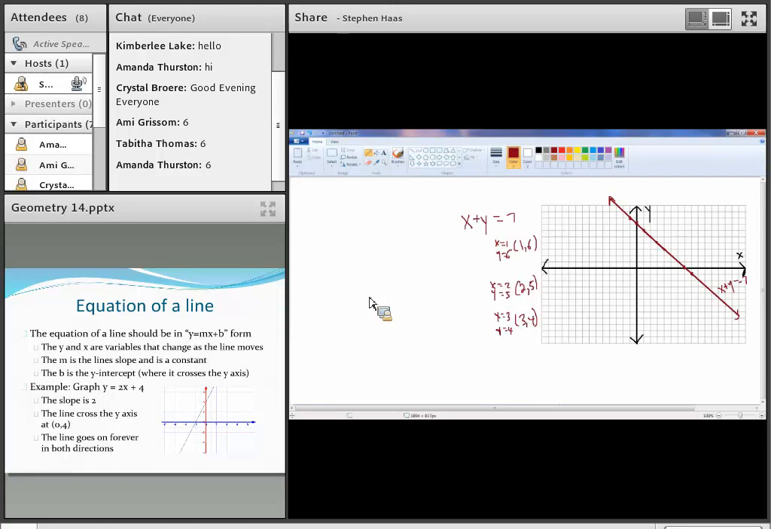We're going to discuss that a little bit later on today, but basically, when you have x and y in one equation, it turns out to be a straight line.